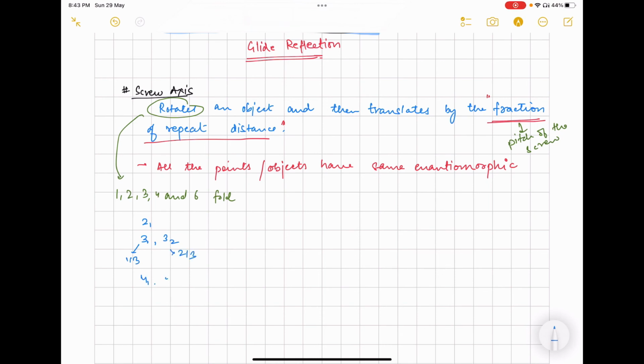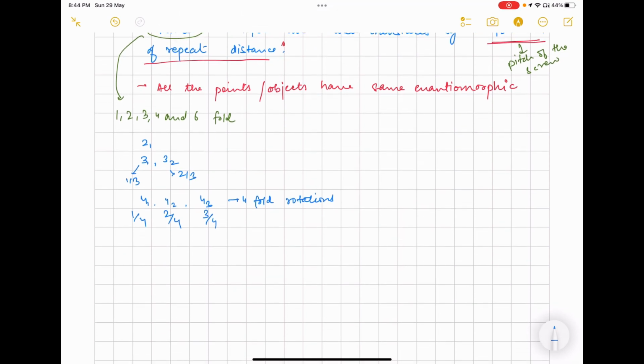Then 3_1 and 3_2 for three-fold rotations and translations of 1 by 3 and 2 by 3. Then 4_1, 4_2, 4_3. So these are four-fold rotations and translations of 1 by 4, 2 by 4 and 3 by 4. Similarly, we have 6_1, 6_2, 6_3, 6_4 and 6_5, where we have 6-fold rotation followed by translations of 1 by 6, 2 by 6, 3 by 6, 4 by 6 and 5 by 6.